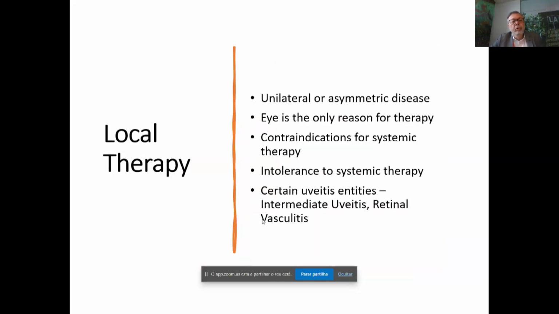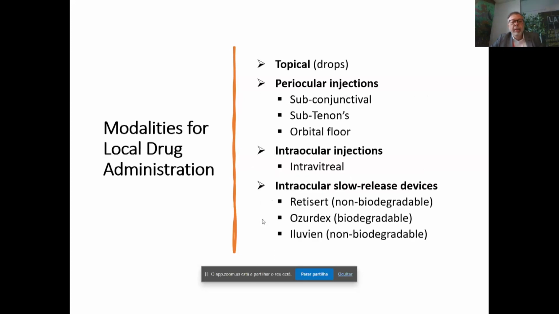Local therapy is very useful in unilateral or asymmetric disease, but can be used as an adjunct to systemic therapy as well in bilateral cases. The eye being the only reason for treatment favors local therapy. If there is a contraindication or intolerance to systemic therapy, certain uveitis entities may respond more favorably to local therapy. These are the options we have for the local use of treatment, going from periocular injections, which I mentioned already, to the intravitreal devices and injections that have been very widely used.